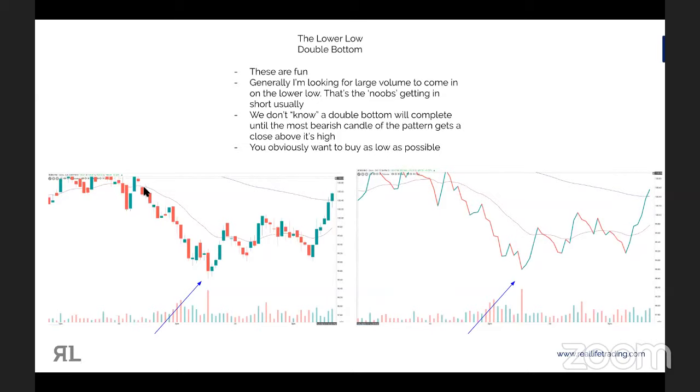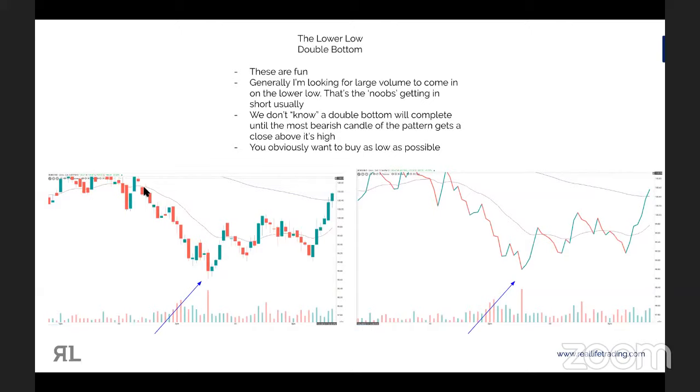But I'm glad you asked because that means that I created these slides perfectly, because we're going into that right now. What I like to look for is I really, really like the lower low double bottom for multiple reasons. This is my favorite one. This is the one that generally works the fastest, but also has the biggest retest and is the hardest to spot.